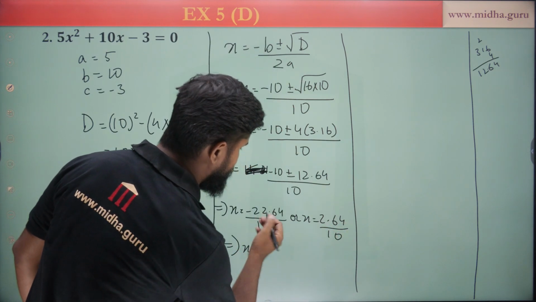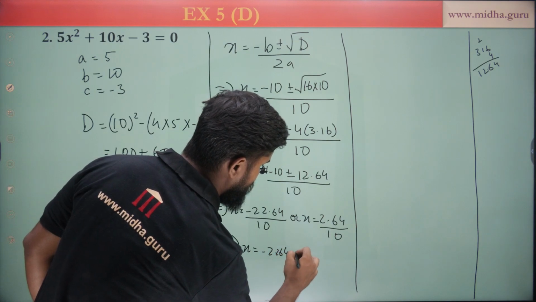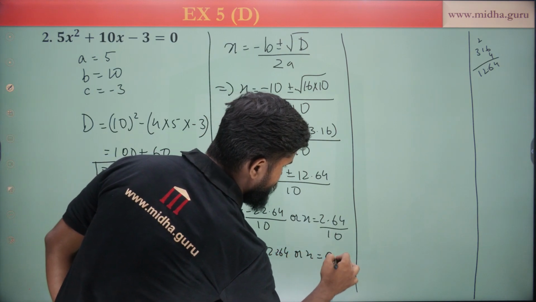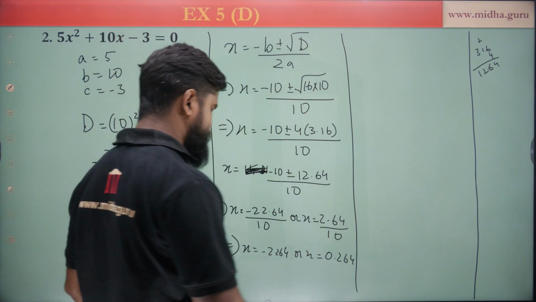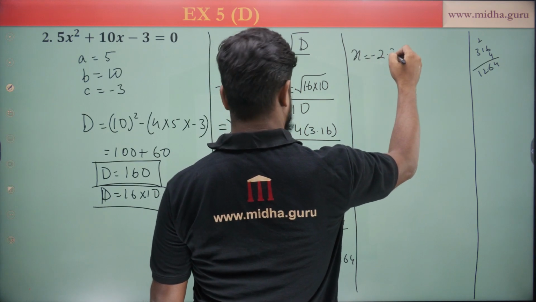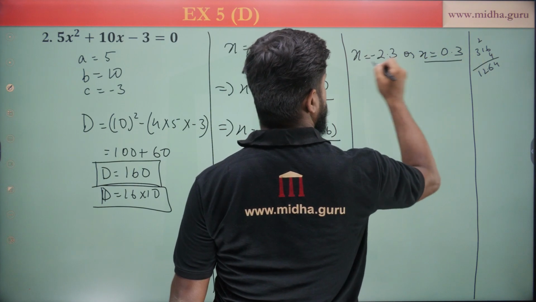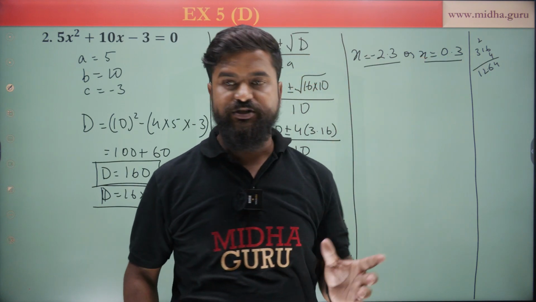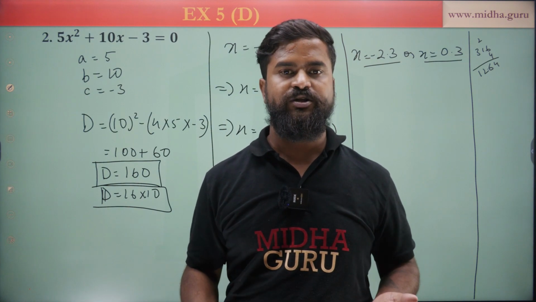We can write the answer directly as minus 2.64 or 0.264. Now since we are supposed to round off to one decimal place, we'll write it as x is equal to minus 2.3 or x is equal to 0.3. And these will be the solutions for the given quadratic equation. Let's move on to the next problem.